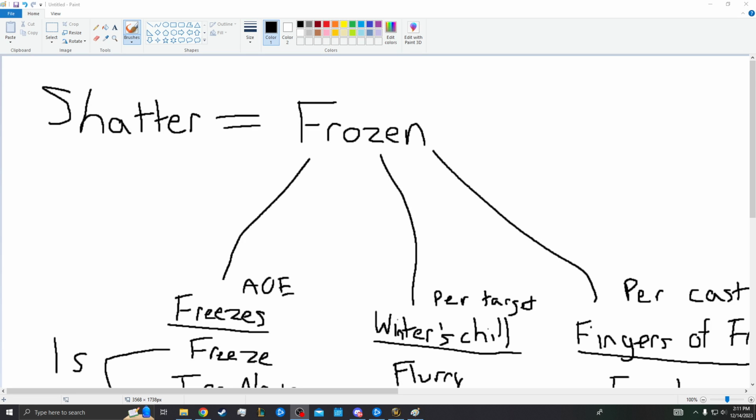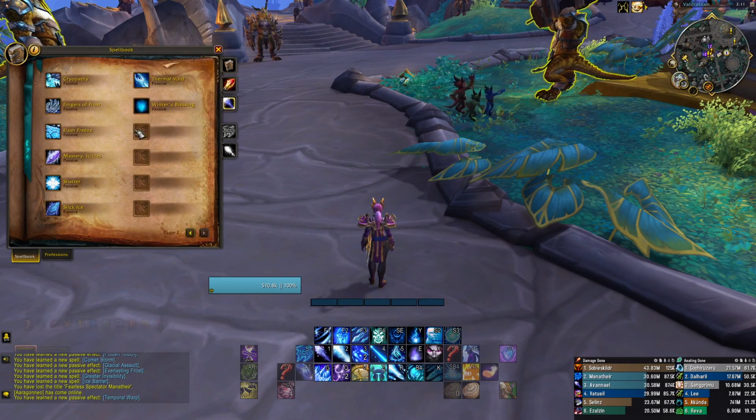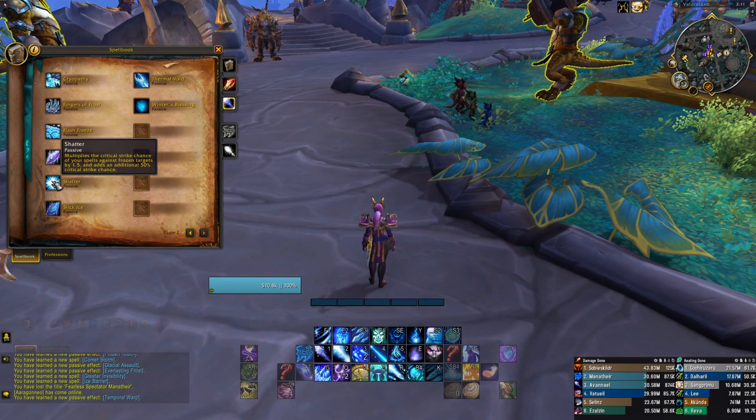Hello. So I've been wanting to make this for a while. It's a bit of a one-stop shop for what the heck is going on with Shatter, freezing, understanding why we play Frost like we play Frost. So we're actually going to start off not with this, we'll get to that in a second, just with the actual Shatter passive, which is this.